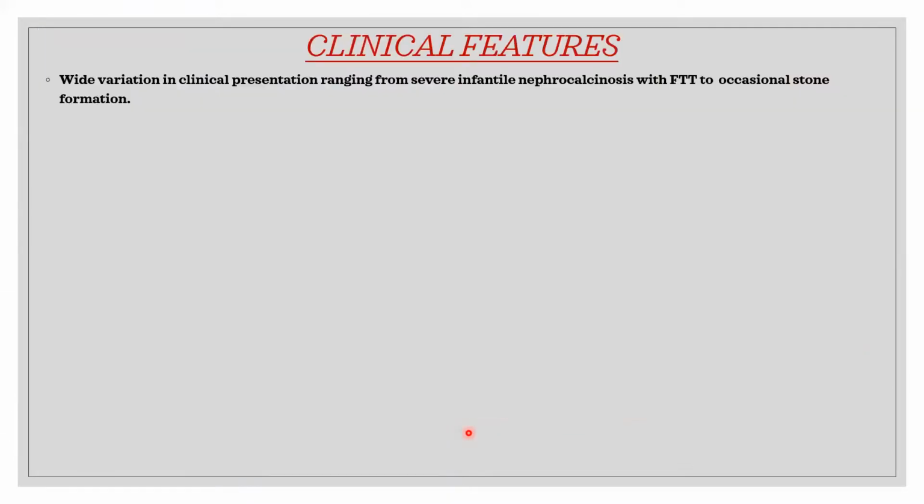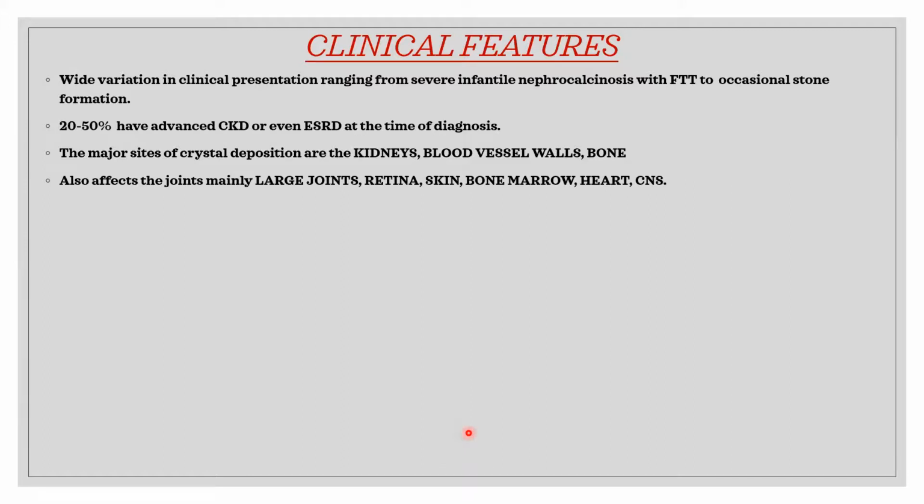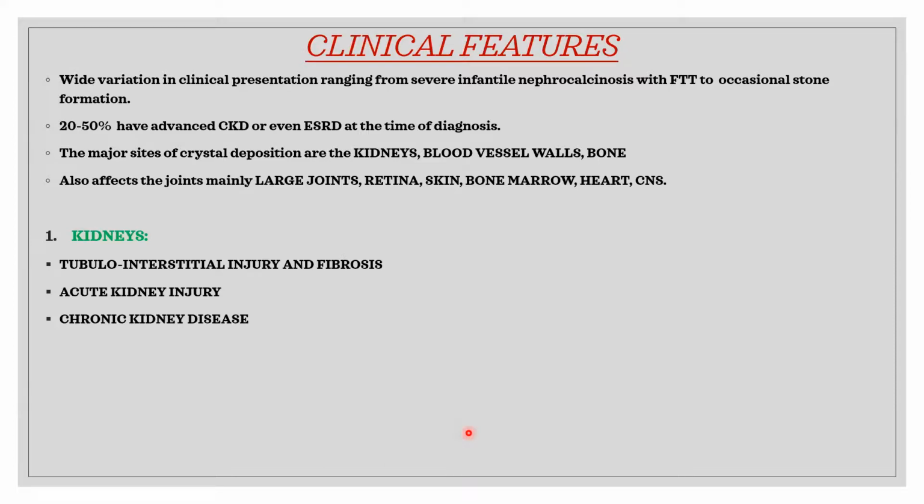Coming to the clinical features, there is a wide variation in clinical presentation ranging from severe infantile nephrocalcinosis with failure to thrive to just occasional stone formation. 20 to 50% have advanced CKD or even ESRD at the time of diagnosis. The major sites of crystal deposition are kidney, blood vessels, and bone, and it can also affect large joints, retina, skin, bone marrow, heart, and CNS. Coming to kidney involvement, it can be just a renal stone disease, or it could be tubulointerstitial injury and fibrosis.